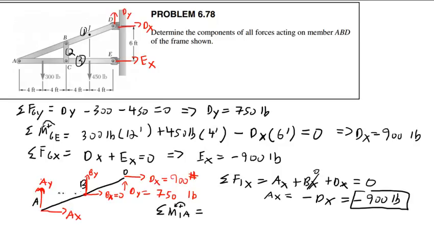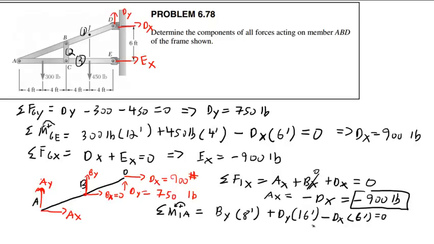This is going to be, let's see, neither of these will generate a moment there, but then I'll have By times the distance of 8 feet plus dy. Yes, would it be the hypotenuse of 8 and 3? No, because we're using the perpendicular distances. Okay, dy times a, but never be afraid to ask, that's good, 16 feet, and then minus dx times a distance of 6 feet equals 0.